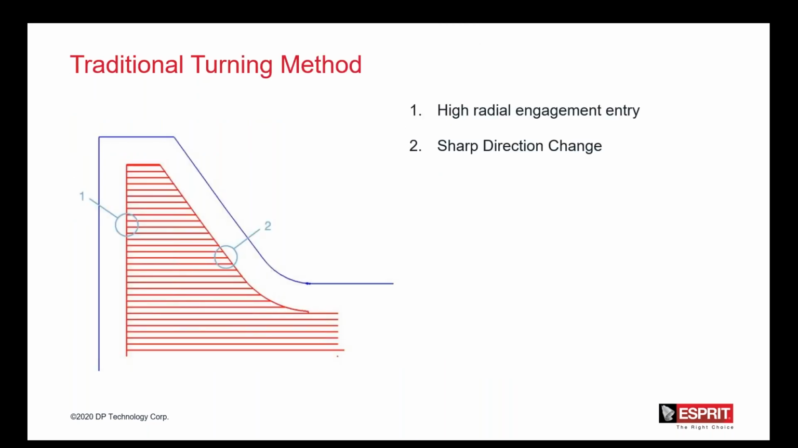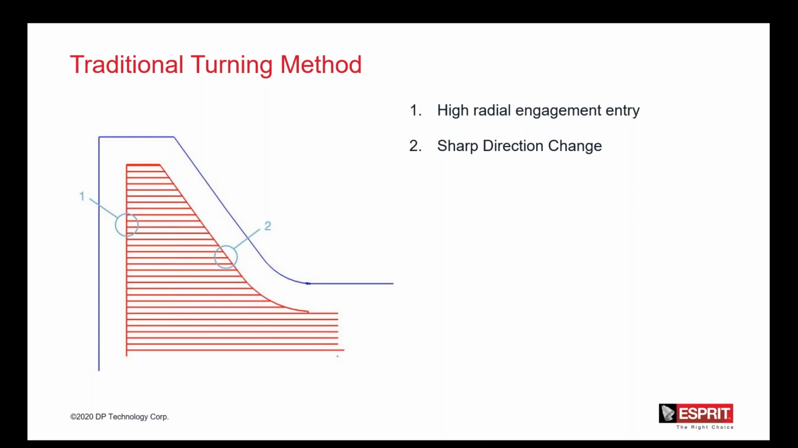All right, so what we have here is a traditional turning method. This is just using parallel passes along your z-axis. Some of the issues with a traditional turning pass like this: you have really high radial engagement on your entry moves, and there are sharp directional changes.